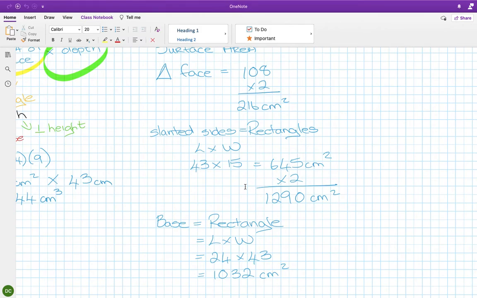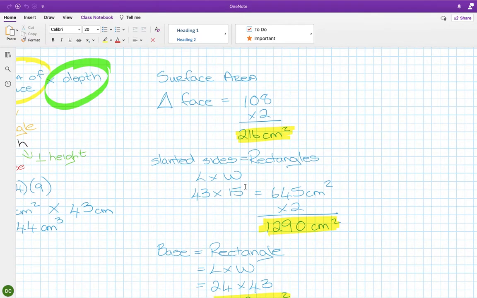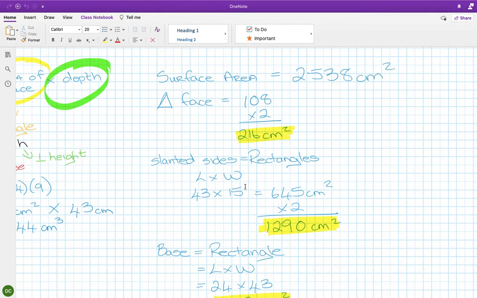Okay, so then we have all of the sides, I think. So we have the two triangular faces. We have the two slanted sides. And we have the base. So add them all up. And we get a total surface area of 2538 centimeters squared. Yep.